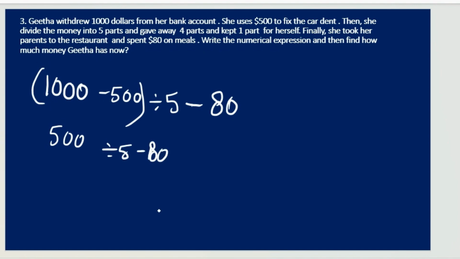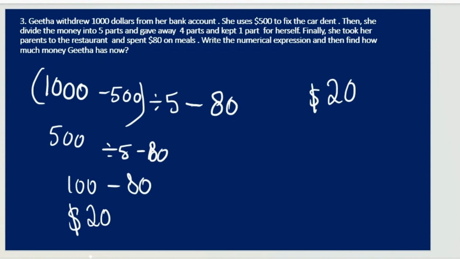Okay. And then 500 divided by 5 is? 100. And then minus 80. And then 100 minus 80 is going to be? 20. Okay. So now Geeta has $20 left. So now $20 is going to be our answer.